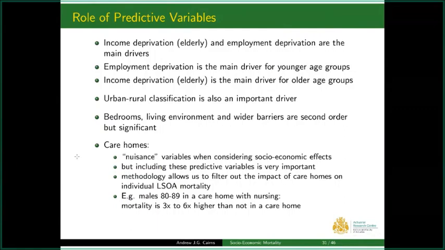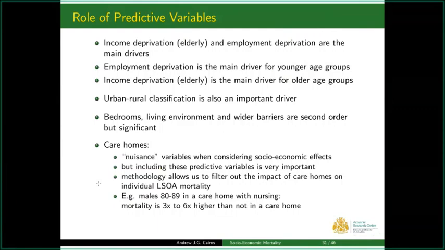And then lastly, the care homes. Well, these are very much nuisance variables because they're not really telling us about the socioeconomic effects within an area. But we do need to take account of these when we're looking at observed mortality, because clearly if there are one or two care homes in your particular area, then we would observe more deaths simply because of these care homes being in that area. So it is important to include these, and the good thing is that the methodology allows us to filter out the impact of care homes on individual mortality.